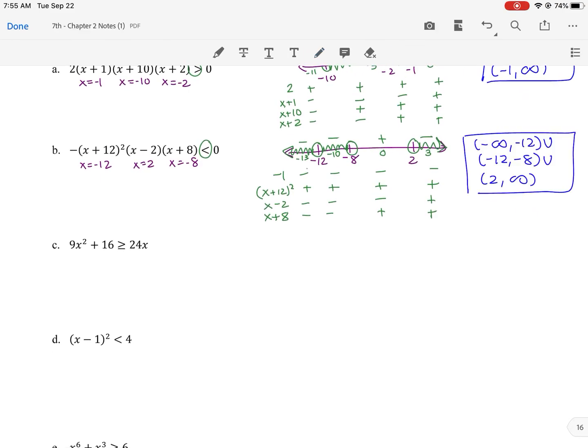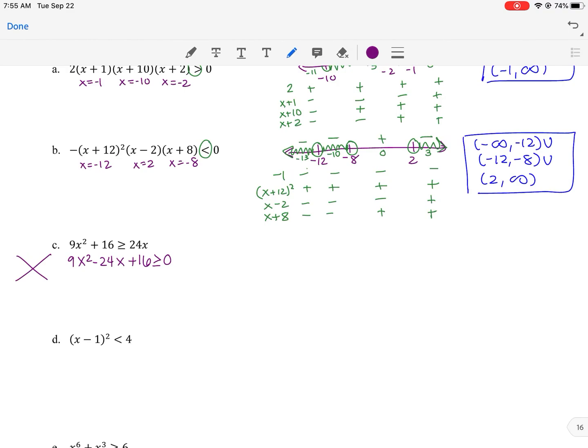Okay, let's look at this next one. This next one, we do need to set it equal to 0. So let's move that 24 over to the other side. 9x squared minus 24x plus 16 is greater than or equal to 0. Something like that we want to factor. Unfortunately, there's not a GCF. But if I take 9 times 16, I get 144. On the bottom, I get a negative 24. This one actually does work out well. We get negative 12 and negative 12.